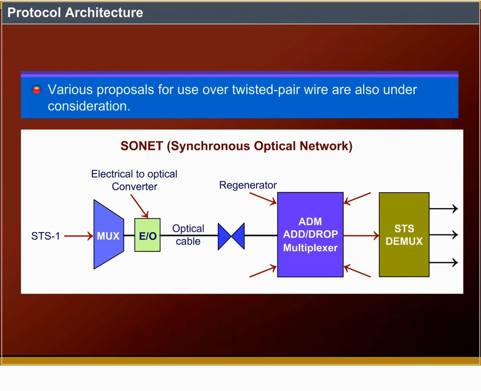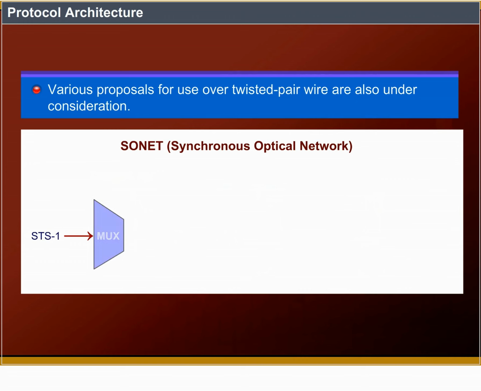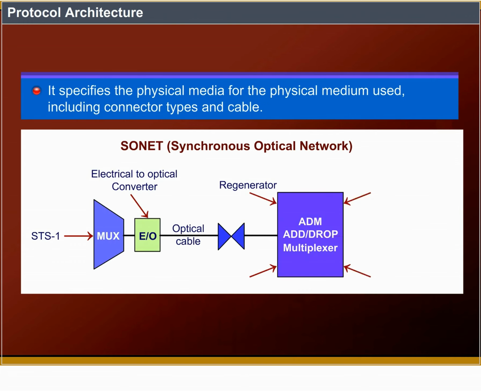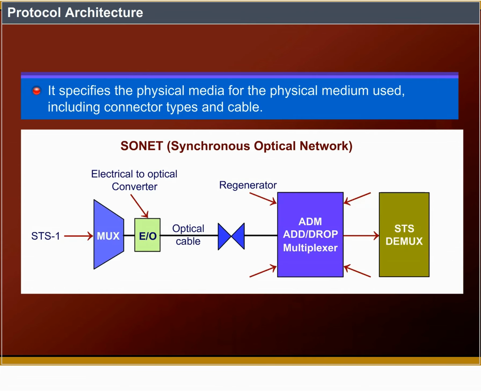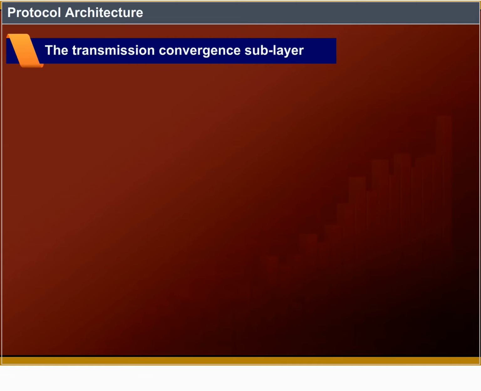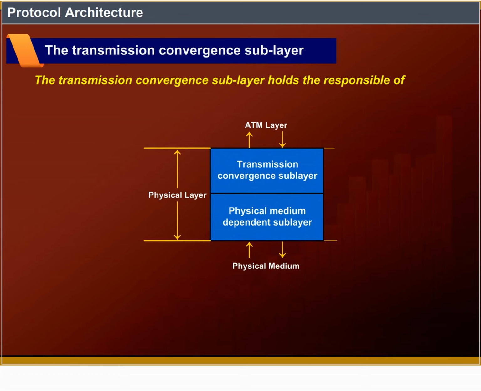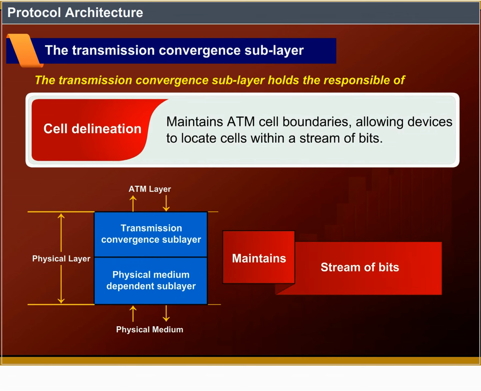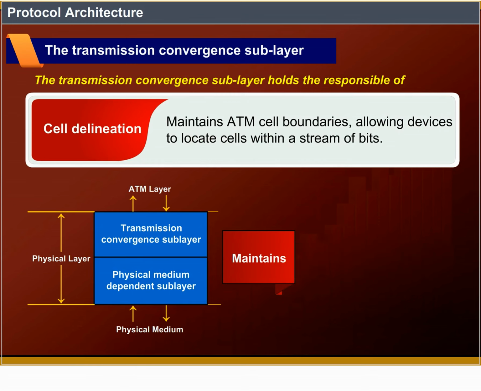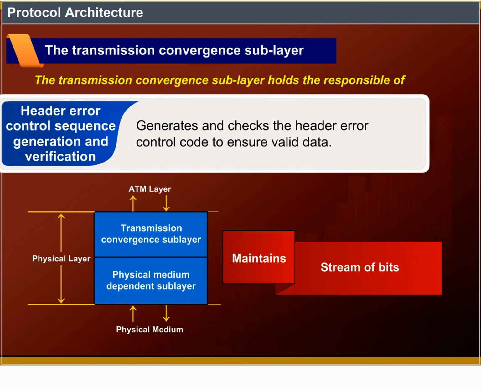Cell rate decoupling. Inserts and suppresses idle, unassigned ATM cells to adapt the rate of valid ATM cells to the payload capacity of the transmission system. Transmission frame adaptation. Packages ATM cells into frames acceptable to the particular physical layer implementation. Transmission frame generation and recovery. Generates and maintains the appropriate physical layer frame structure.